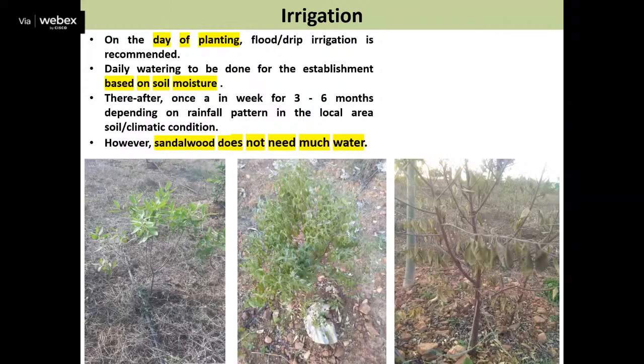This is irrigation zone. Generally, sandal is a drought-hardy species and does not require much water. But however, you see this type of soil. It's very stony soil and rocky places. These places you need water. If you don't water properly, especially during summer, the plant will look like this. Entire plant will wilt and dry.